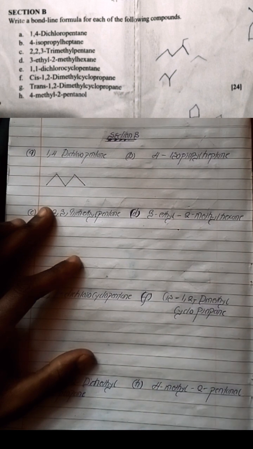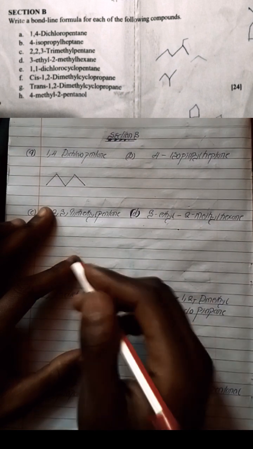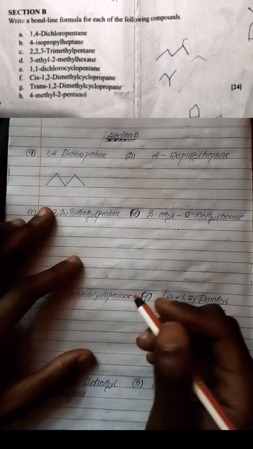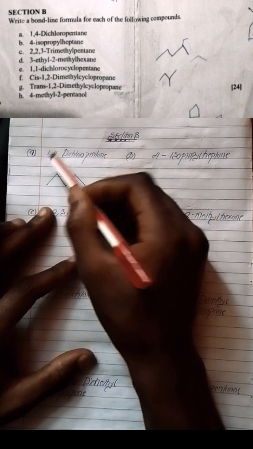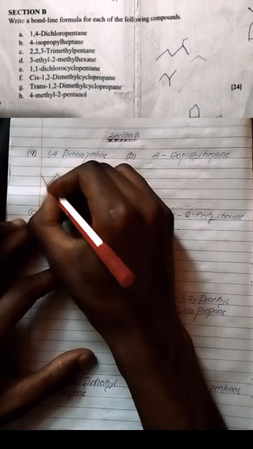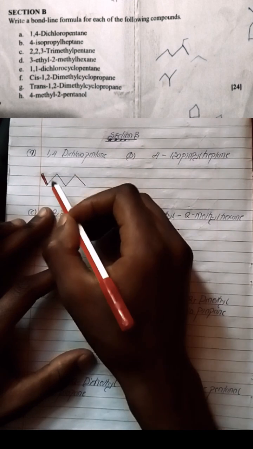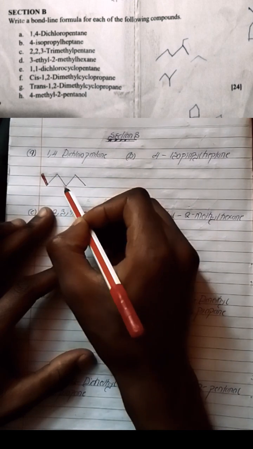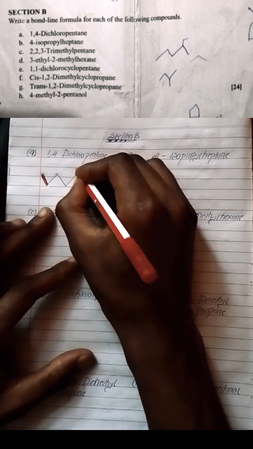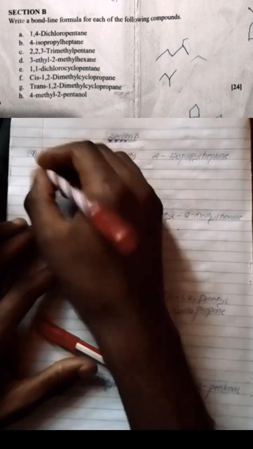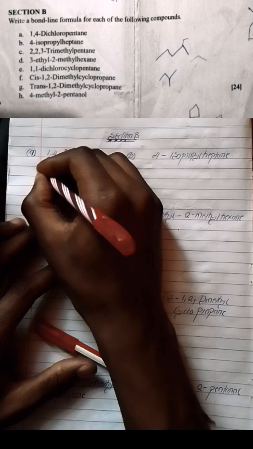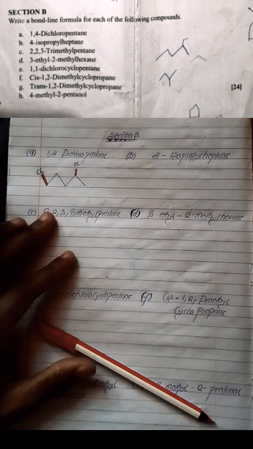So I'll use a red pen, although you're supposed to use the same pen, but for the sake of making it crystal clear. According to the name, at position 1, and at position 4. So 1, 2, 3, 4. And at position 4, I have a chlorine group. So I'll put my chlorine like that. And that's it, it's done.